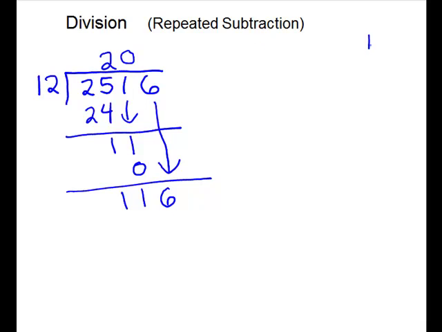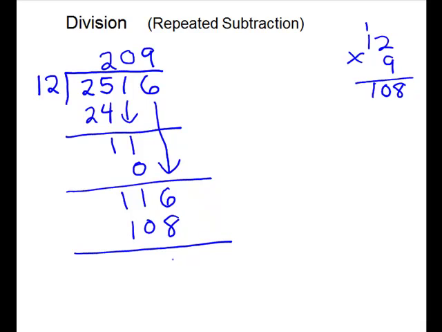So if I do 12 times 9, 108. Yes, that's going to work. So 12 into 116 will go 9 times. Multiply back 9 times 12, 108. Subtract, and the 8 will be the remainder. The remainder always has to be less than the divisor, or else you did not go enough times. So we have remainder 8.